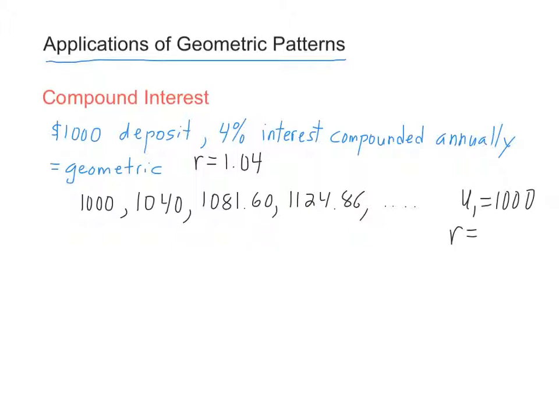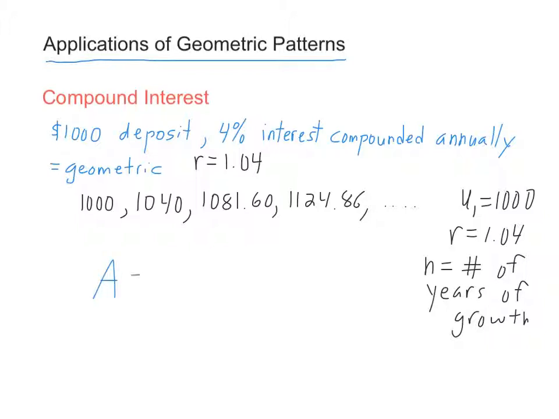The common ratio we said is 1.04, but now we're going to write a formula, and in our formula, n is going to represent the number of years of growth. In other words, if A represents the amount we have in our account, we're starting with 1,000, and our rate we said is 1.04, and then we're just going to raise it to the n. That's how many years of growth we have.